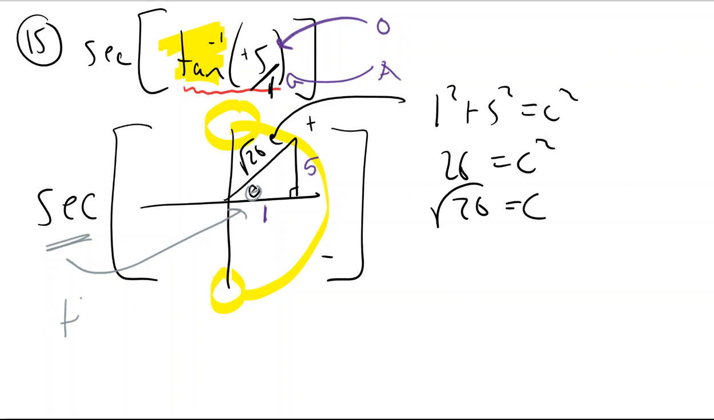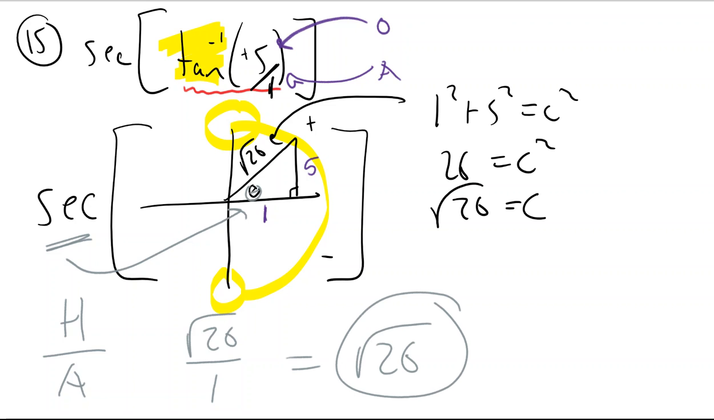And secant is always hypotenuse over adjacent. So hypotenuse I got square root of 26. And adjacent I got 1. So we just call it a square root of 26. And that would be my final answer. That look okay?